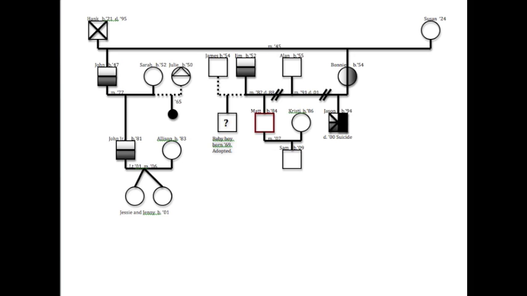Bonnie and Jim divorced in 88. She remarried Alan in 1991, and they had a son in 94 named Jason, who committed suicide in 2000, so he was 16.